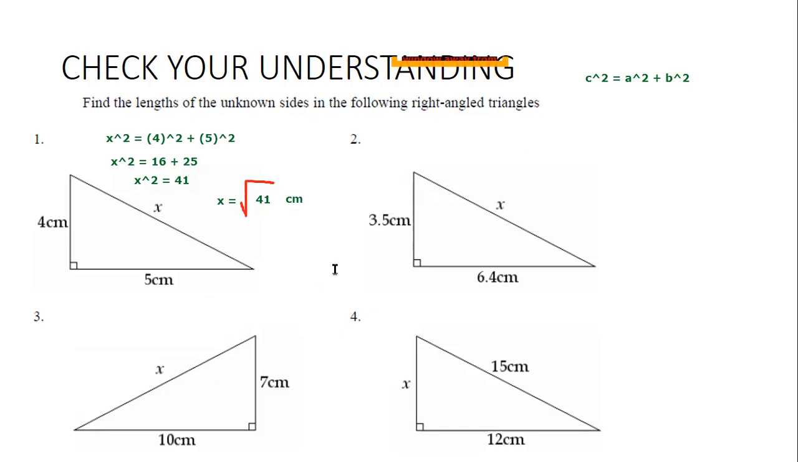Okay, let's proceed with the second problem. The same thing. So x squared is equal to, this is expressed in terms of decimal, 3.5 squared plus 6.4 squared, in terms of centimeters. So x squared, 3.5 squared, or in your standard calculator, that's also the same as 3.5 times 3.5. So this will be 12.25 plus 6.4.